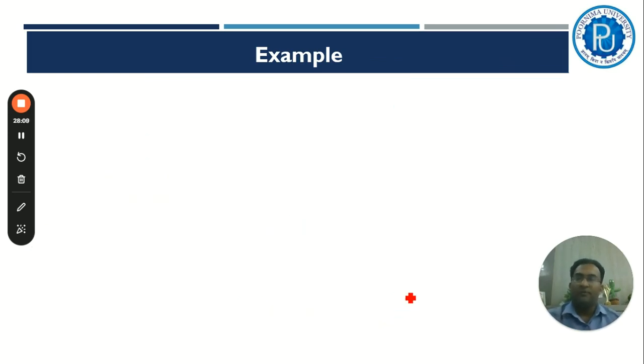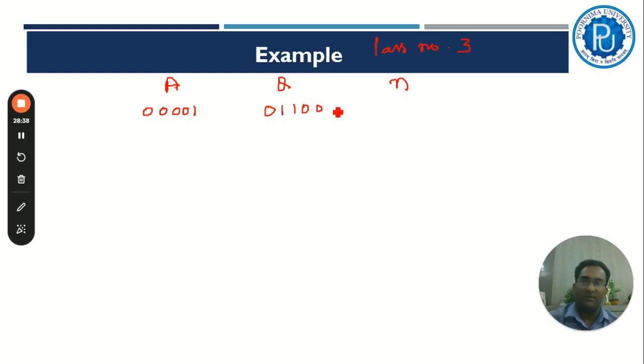Now we will move on to pass number 3. So we are having the registers A, Q, and N there. In pass number 3, we have the values 0, 0, 0, 0, 1 for A, and the Q register is holding 0, 1, 1, 0, 0, and the value of N is 3. So in every pass, what is the first operation?